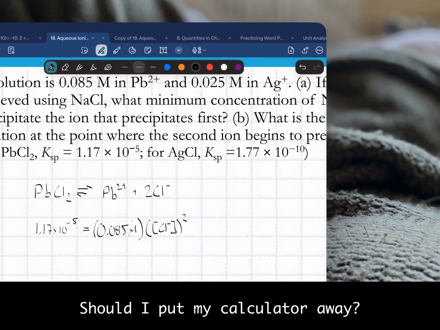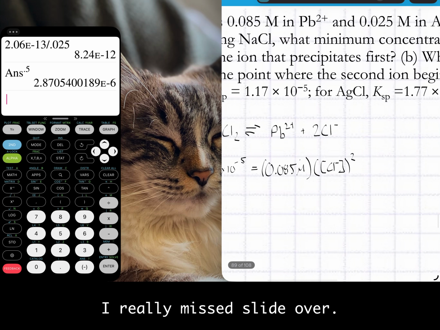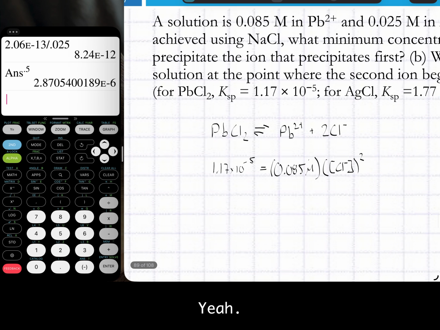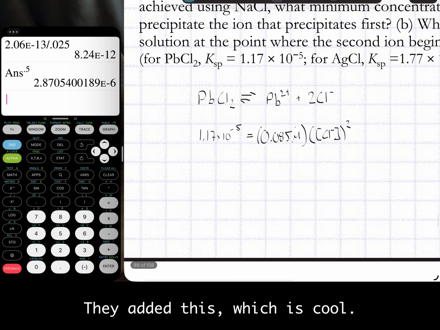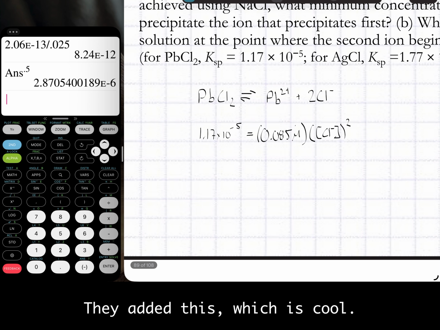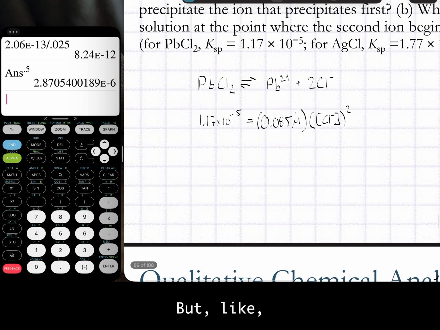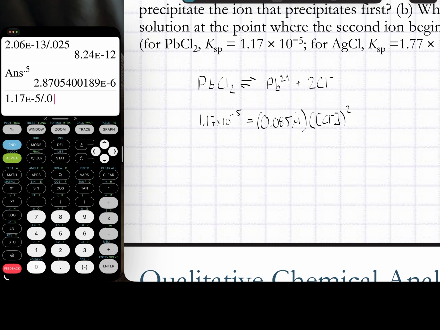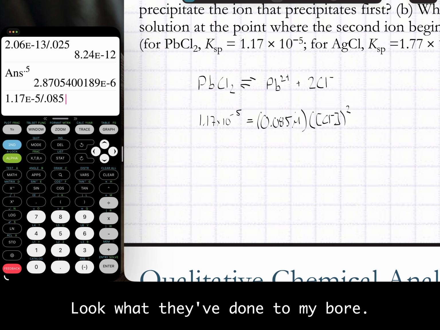Shouldn't have put my calculator away. I really missed slide over. Can you? The newest update, they added this, which is cool. But like, why'd they have to kill my boy? Look what they've done to my boy.